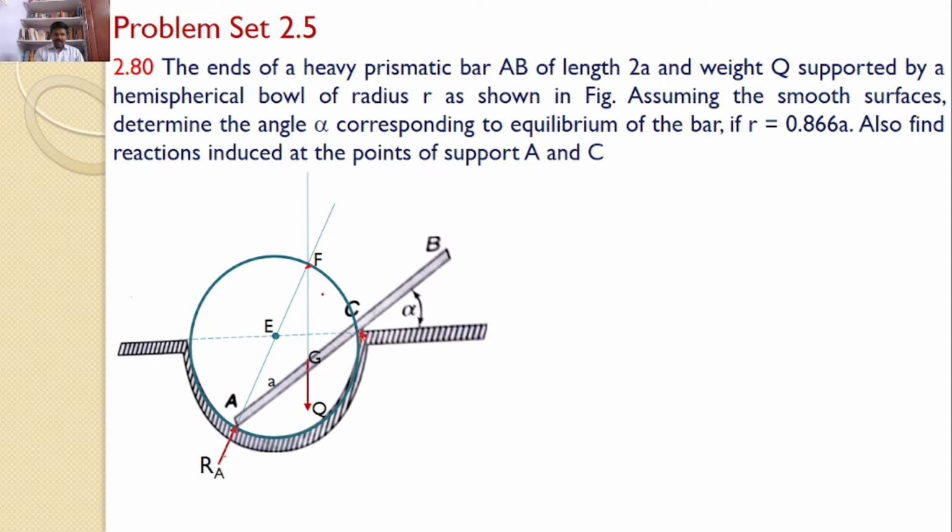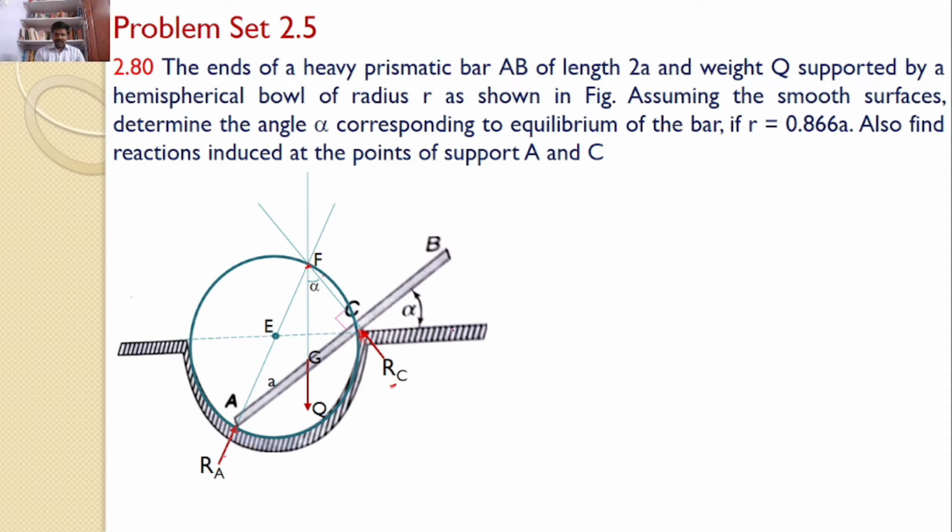That means the reaction at C must be along the line joining CF. So this is the reaction at C direction. Hence along this direction is the value of RC. Now clearly we can see that this RC is perpendicular to the prismatic bar AB, but this AB makes an angle alpha with the horizontal. Hence, the angle between these two will also be alpha because AB and FC are perpendicular.